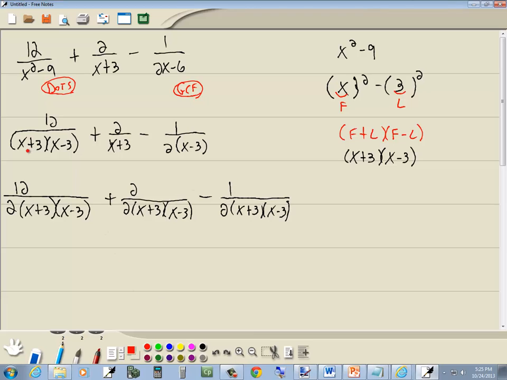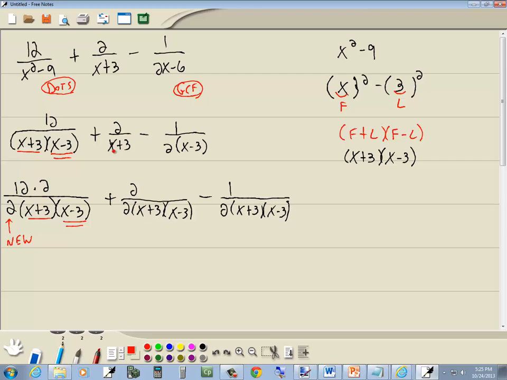Okay, let's take a look at our first fraction. We had an x plus 3, it's still there. We had an x minus 3, the x minus 3 is still there. The new item down below is the 2. So whatever you put down below, you also have to put up on top. The mathematical rule behind that is whatever you multiply by on the bottom, you have to multiply by on the top.